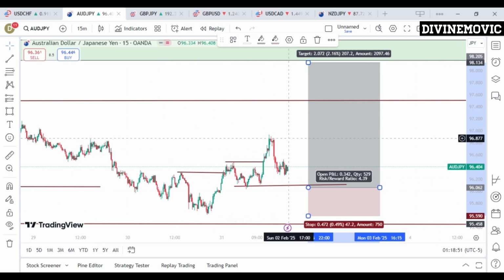Because this is the reason I'm buying, because price gave me a change of character and a break of structure, which will take out the liquidity to continue to the upside. This is going to be what I'm going to look out for if price opens on Monday.